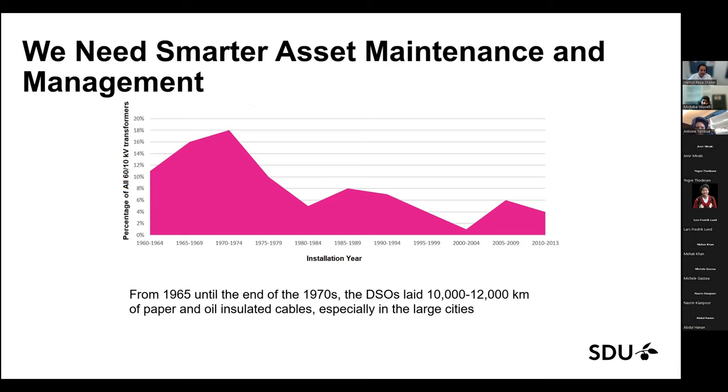Okay, the transformer is not the only asset that is getting older. We also have underground 10 kV cables that are paper and oil insulated, and a lot of them are more than 30 years old. And when they get more than 30 years old, of course, you have to replace them. And that's what we do in Denmark.